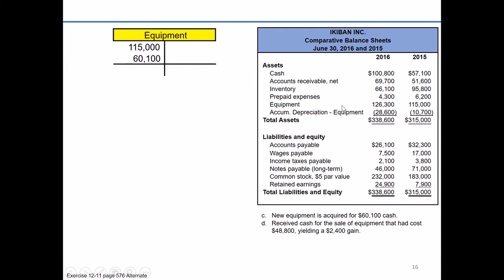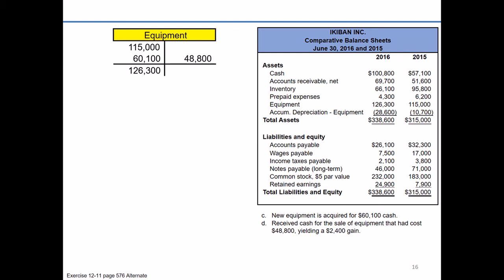I also know that the ending balance is $126,300, so I would show that as an ending debit balance. The problem is if I add $115,000 and $60,100, I sure don't come up with $126,300, but I can back into and know that I would have needed to credit the equipment account. If I look at the difference between $115,000 and $60,100 and $126,300, I would have had to credit the equipment account for $48,800. Now, that's the cost of the equipment removed.